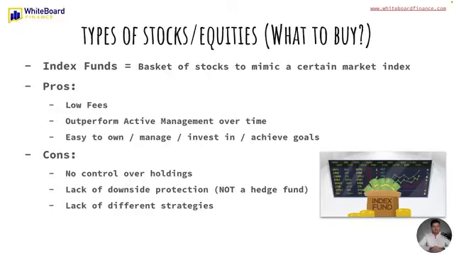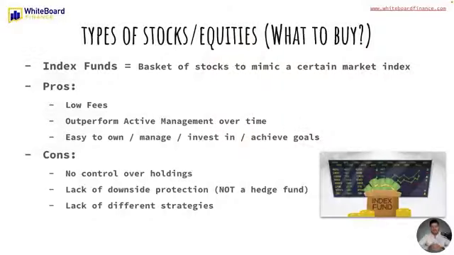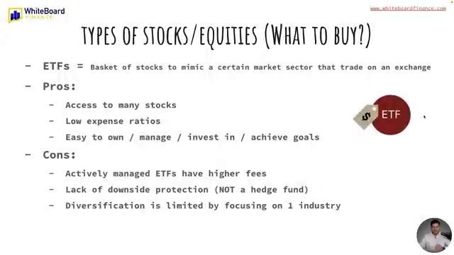There's a lack of downside protection because it's not a hedge fund. So if you guys remember the crisis going on just in March of 2020, a lot of people lost a lot of money in the market, maybe 30, 40, 50%. But hedge funds only lost 15, 20%, for example. That's because they're hedged to the downside, which index funds are not. And they also lack different strategies. That's because they're just trying to mimic an index.